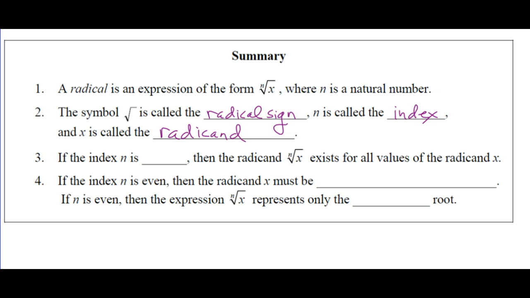If the index n is odd, then the radicand exists for all values of the radicand. Because if the index n is even, see if you just read the next one, you'll know what goes in that one. It's not positive, because then that would be negative. No. If the index n is even, then the radicand must be positive. If n is even, then the expression represents only the positive root. Okay, remember, if it's odd, you don't have a positive root and a negative root. You have a positive root or a negative root, right? Like it has a root.